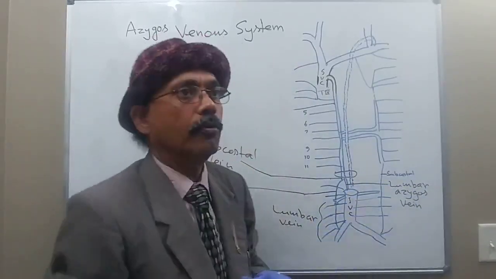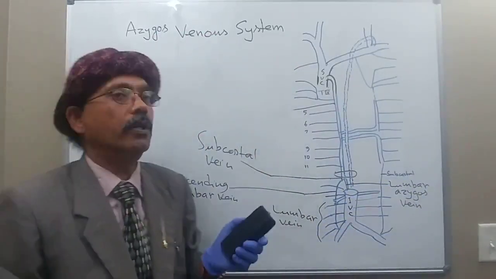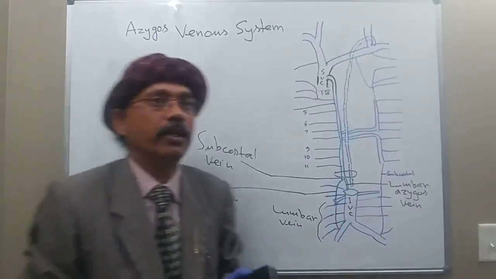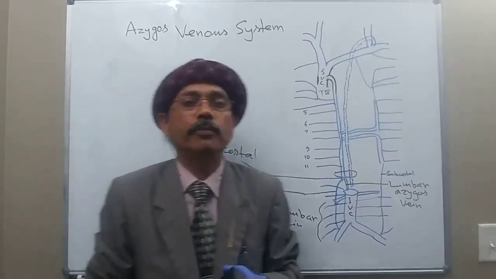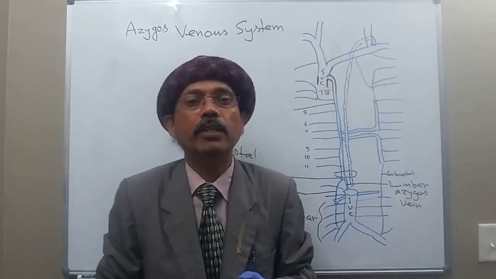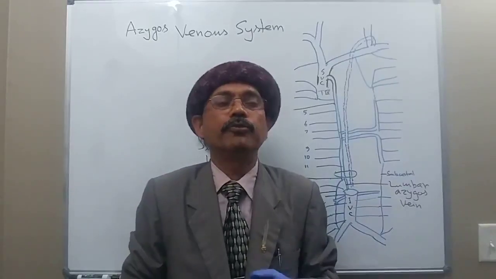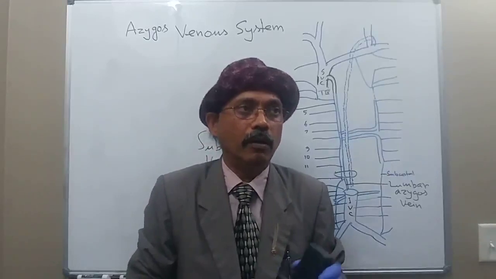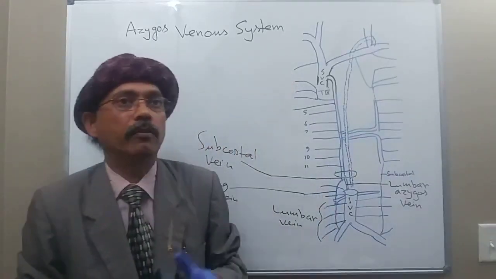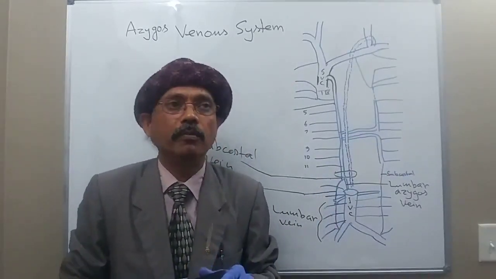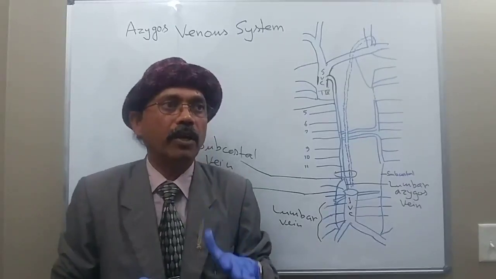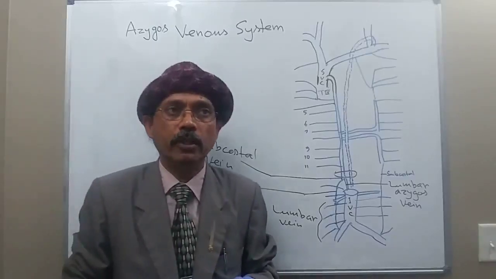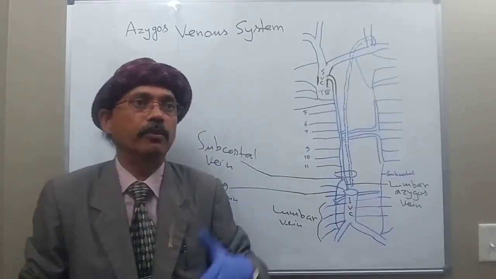So we got the course of the azygos vein. Now, the relationship of the azygos vein. Anterior to the azygos vein is the esophagus. Posteriorly, we have the lower 8 thoracic vertebrae, and also the right posterior intercostal arteries are present posteriorly.